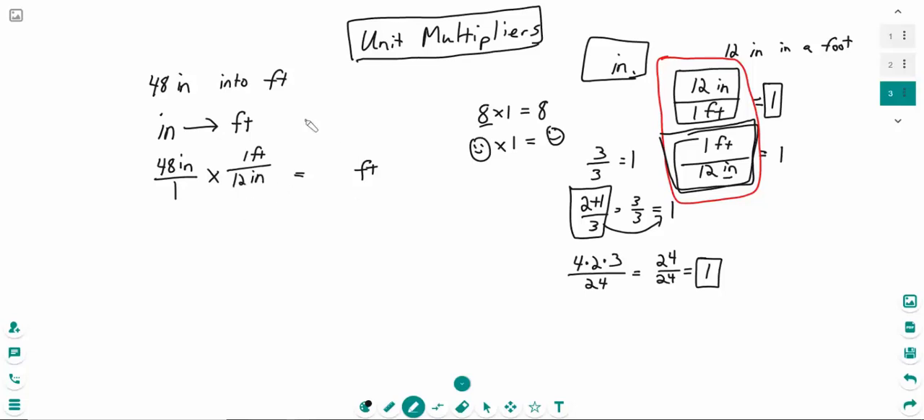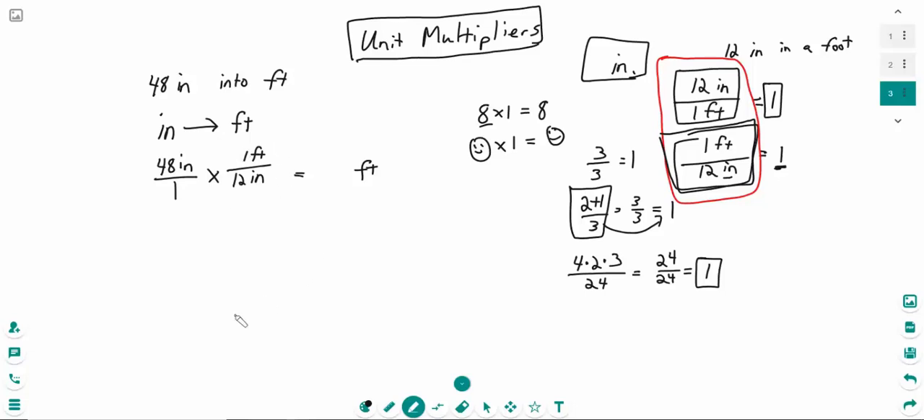Okay, now let's stop for a second and just verify, can I do this? Am I changing the value of the 48 inches that I started with? Well, no, I'm not, because 1 foot over 12 inches is equal to 1. So if I multiply this 48 inches by 1, I'm still going to get 48 inches. I'm not changing the value of this number. Okay, so we're not changing the values here. We're just multiplying this by a very odd looking 1.